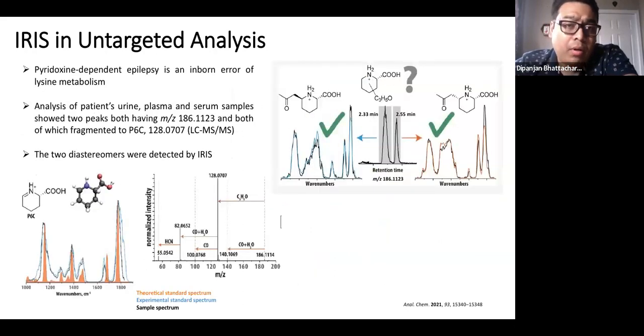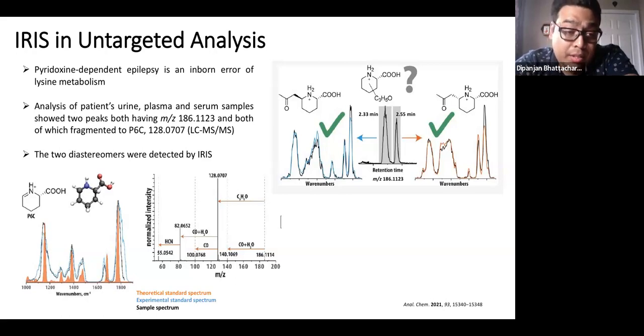One more example of IRIS in untargeted analysis is pyridoxine-dependent epilepsy, which is also an inborn error of lysine metabolism. They found 2 unknown peaks at 2.33 and 2.55 minutes in HPLC, both showing a mass of 186.1123. And they both fragmented to 128, which was later identified as P6C. The structure is shown in the picture to the left.